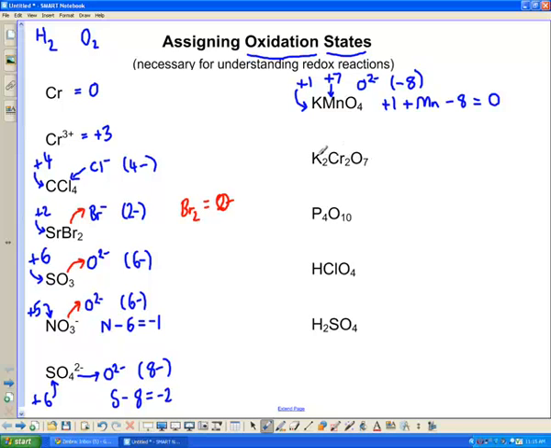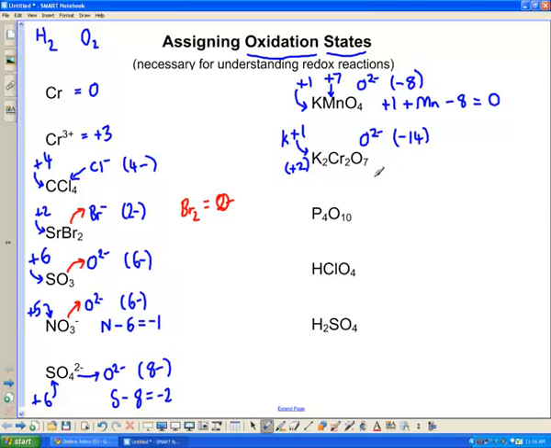Let's do the same thing here. This is potassium dichromate. The potassium, again, has a charge of +1, but there's 2 potassiums here, meaning that the total positive charge from the 2 potassiums is +2. In the same way, we know the oxygen has a charge of 2-. And there's 7 oxygens here in this case, so that means a total negative charge of -14.